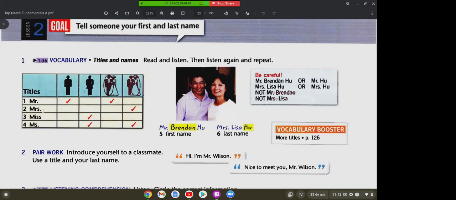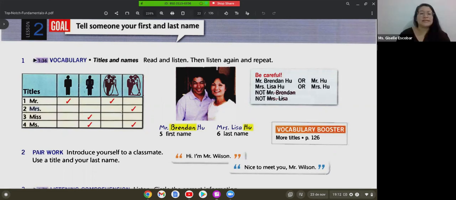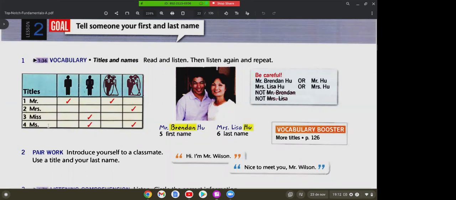What about Mrs.? Señora. And we use Mrs. for married women. Married women. Entonces, si alguien está casada, ya automáticamente lleva el título de señora. Right? Okay.